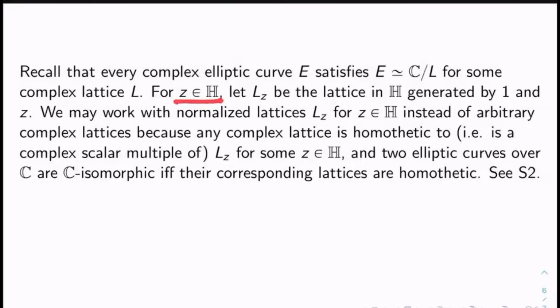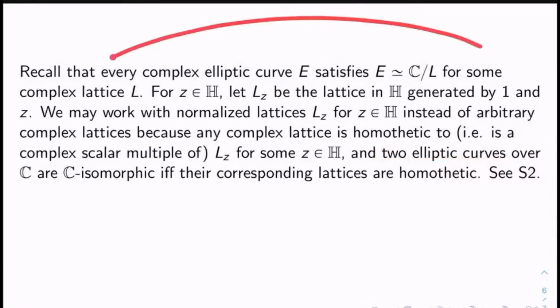For z in H, let's let L sub z be the lattice generated by 1 and z. We can work with these normalized lattices, L sub z for z in H, instead of arbitrary complex lattices, because any complex lattice is homothetic to one of these, meaning it's a complex scalar multiple of one of these for some z in H. And well, who cares if two lattices are homothetic? Well, two elliptic curves over C are C-isomorphic if and only if their corresponding lattices under this identification up here are homothetic.